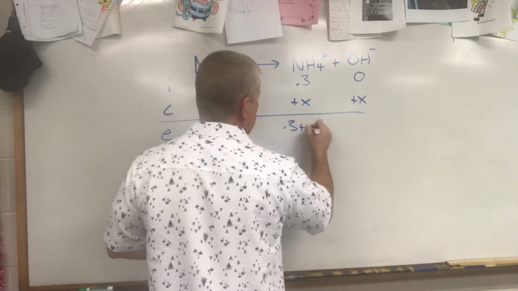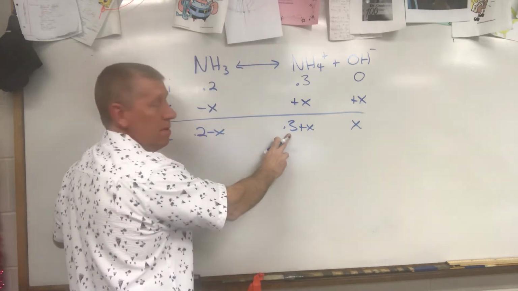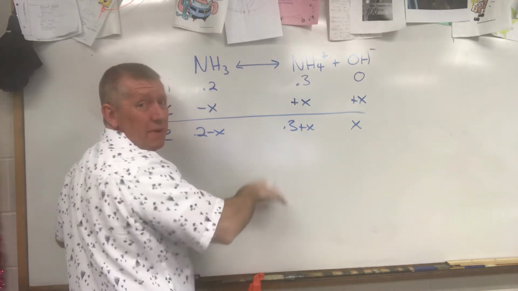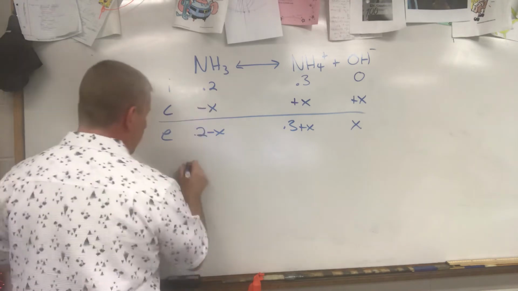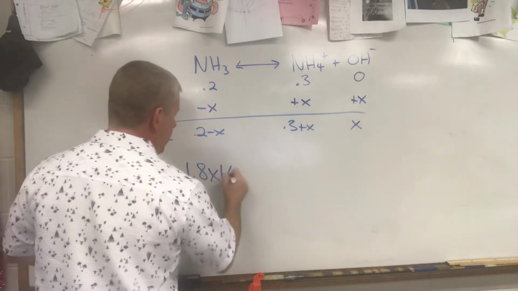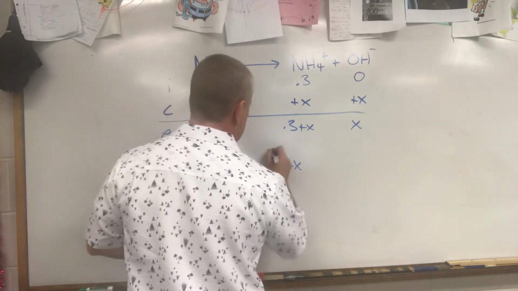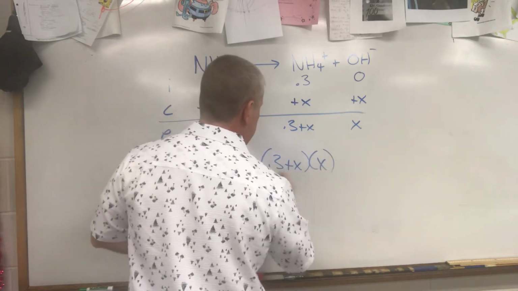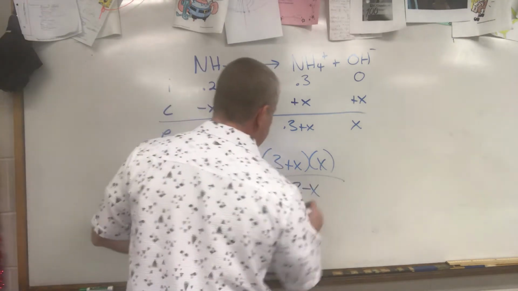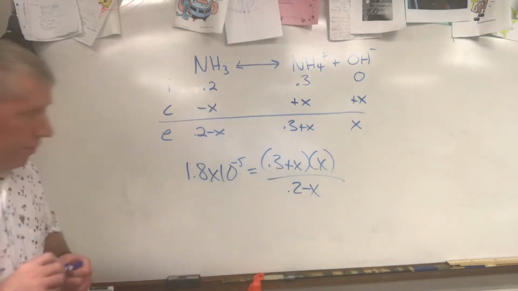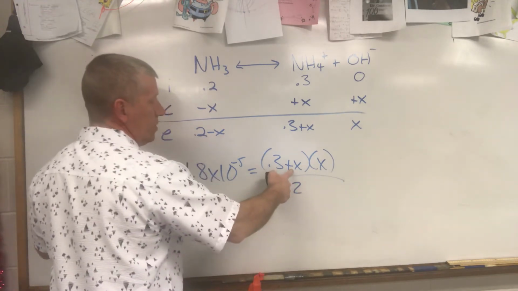except that I have a number here instead of just an x. So it's going to be a little bit different math in the equilibrium expression. So the K value for ammonia is 1.8 times 10 to the minus 5. That equals 0.3 plus x multiplied by x, over 0.2 minus x. These x's are very small. We've already determined this one is really small. This one we can also determine is really small. We use the same rule.